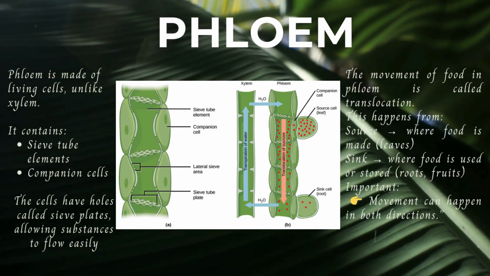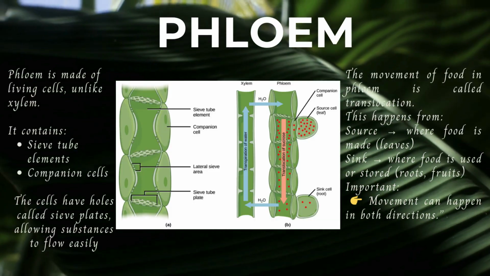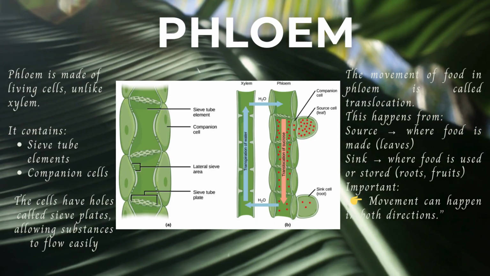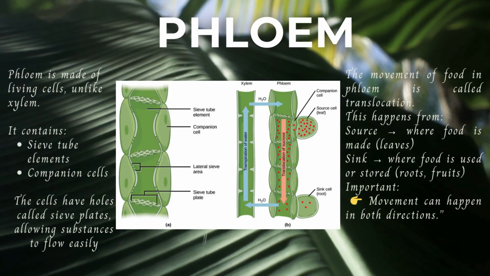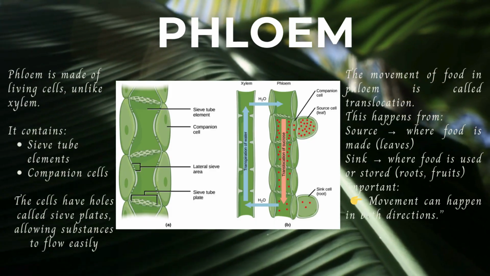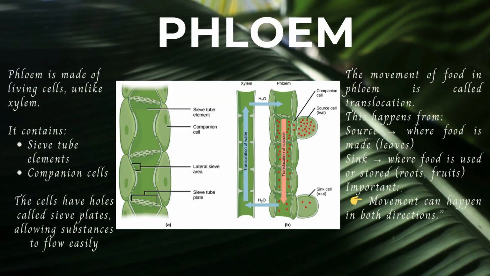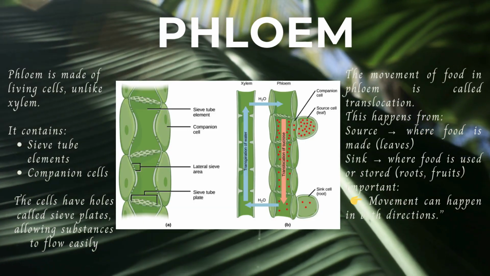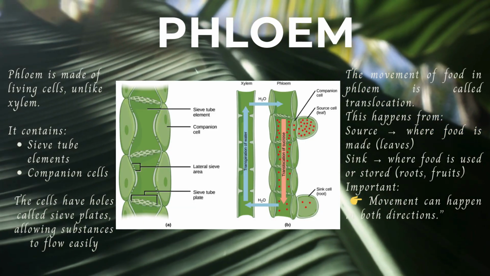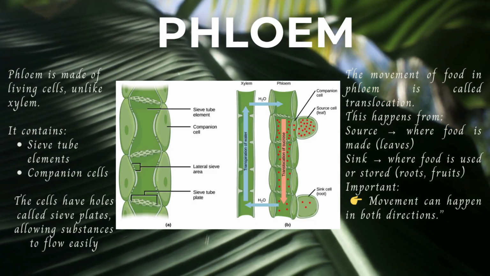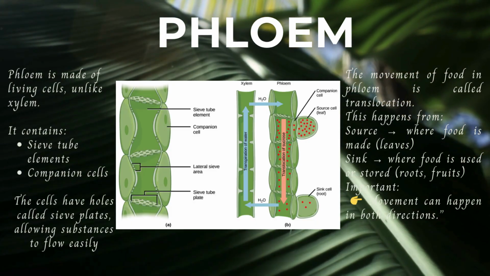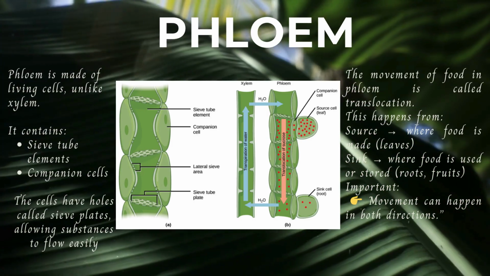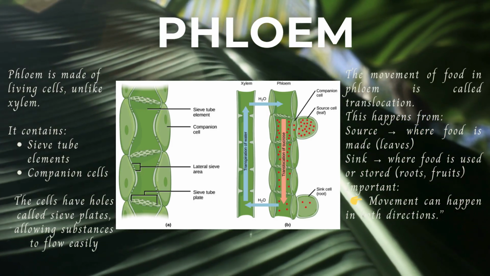How translocation works, basically, goes like this. Sugars are produced in the leaves, which is a source. They are actively loaded into the phloem. This will increase the concentration inside of the phloem. Water enters by osmosis. This will create pressure. Then the sugar solution is pushed along the phloem. At the sink, sugars are removed and used or stored. So this is the whole process of how translocation happens.